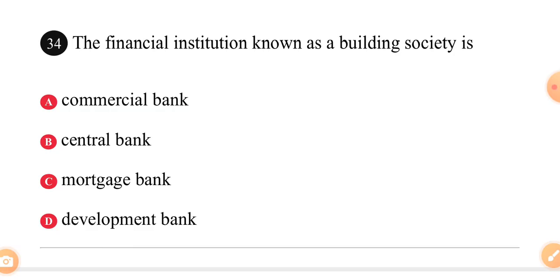34. The financial institution known for building in society is dash. A. Commercial banks. B. Central bank. C. Mortgage bank. D. Development bank.